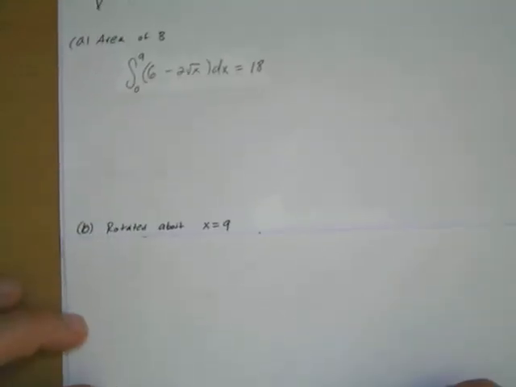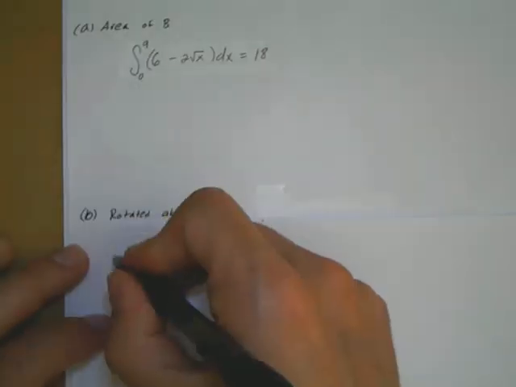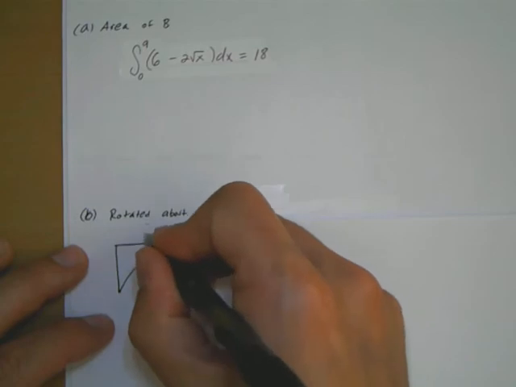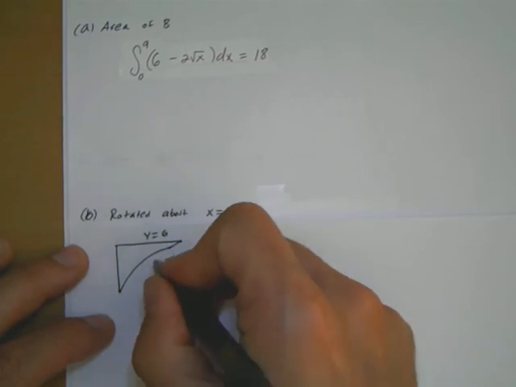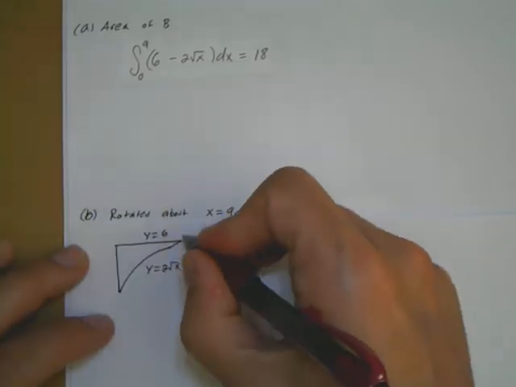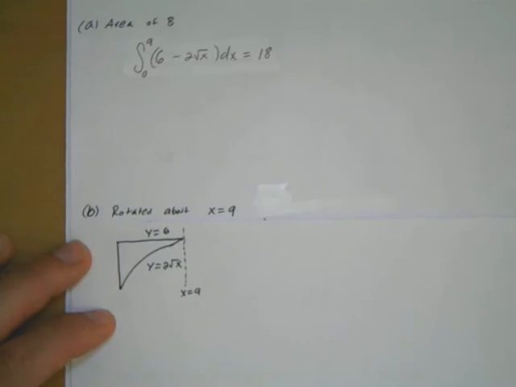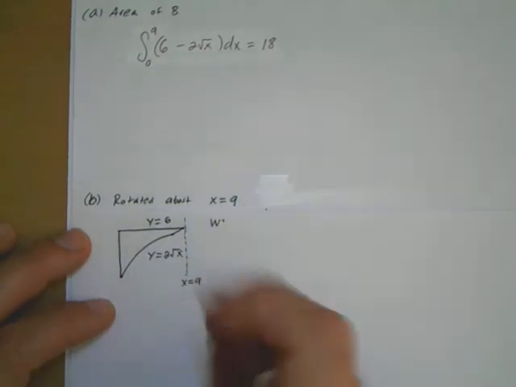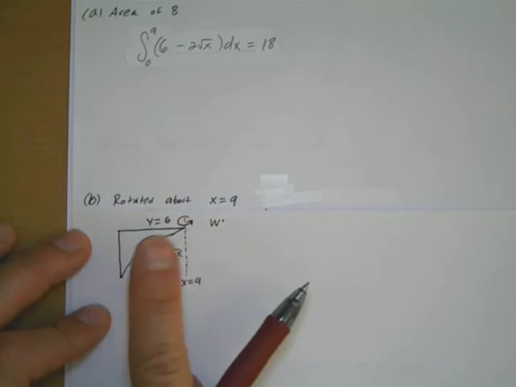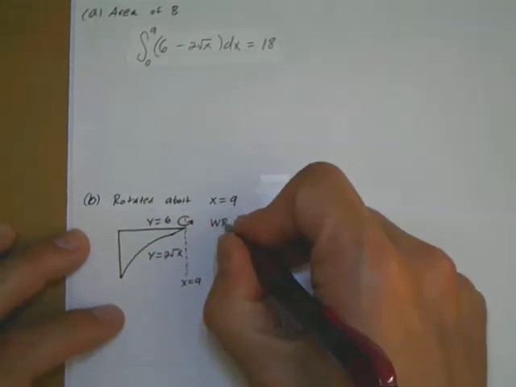Part B is asking to rotate B around the line x is equal to 6. So if I kind of redraw the region, here's y is equal to 6, and here is y is equal to 2 square root of x. X is equal to 9 is a vertical line, x is equal to 9, like that. So it's going to be with respect to y, because it's going around this way. So you're taking this shape and you're spinning it around with respect to y.